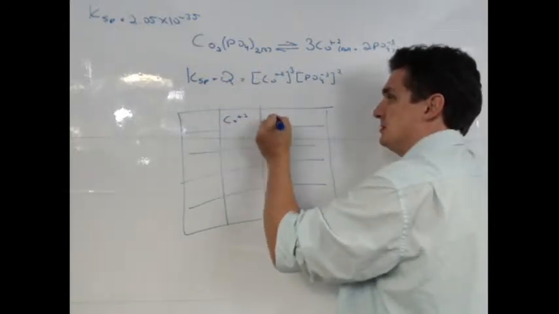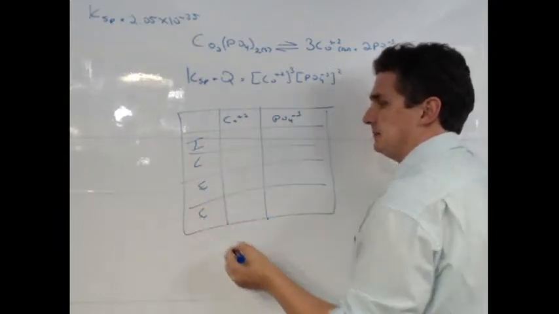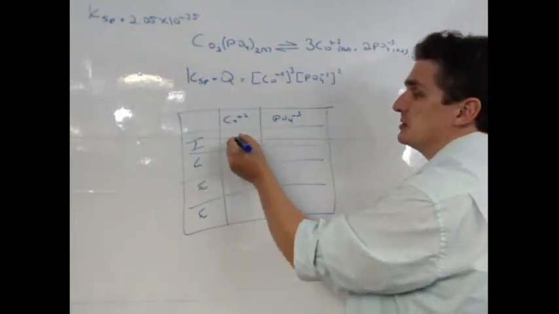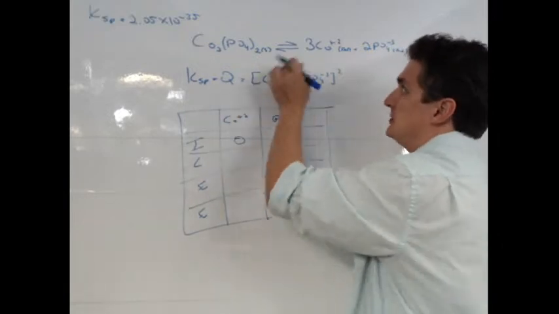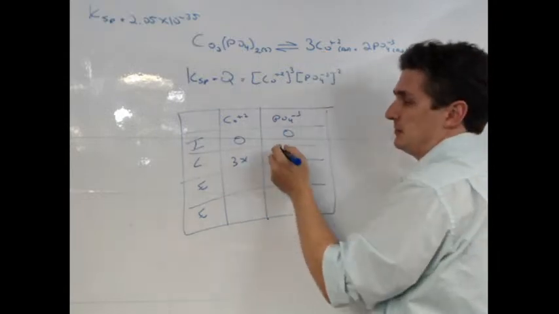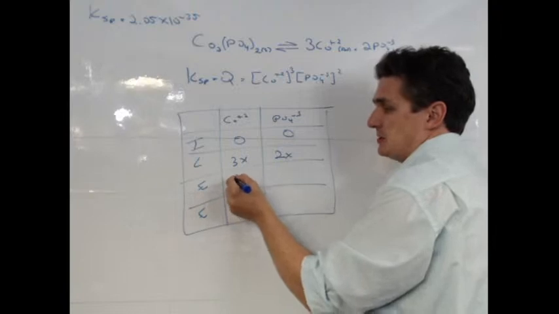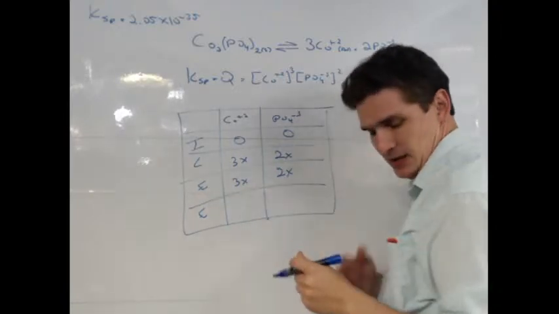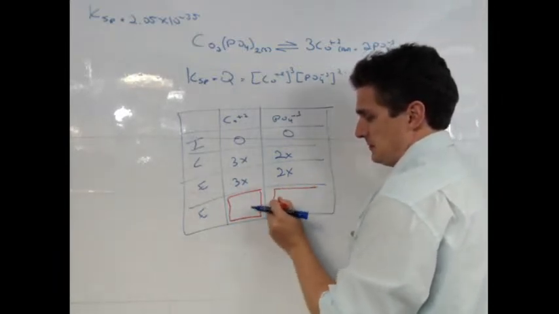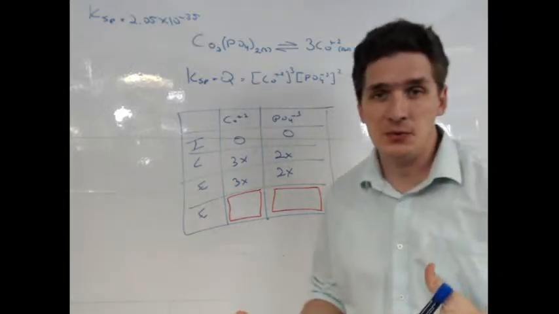We've got cobalt +2, phosphate, ICE. We're going to assume, since we're looking for the equilibrium concentration, that the initial concentrations are 0. The change for cobalt is 3 times the extent of reaction because there's a 3 in front of the cobalt. For phosphate, it's 2 times the extent of reaction. So our equilibrium value here is 3x, 2x. And what we're being asked to solve for are these 2 squares.